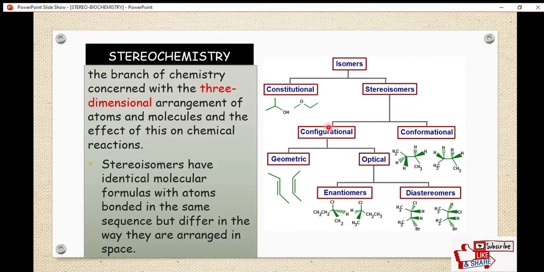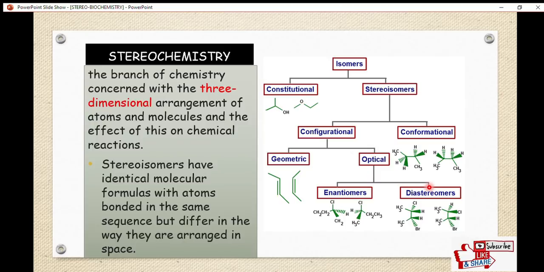When we say configurational isomers, these are around a double bond, and some are mirror images too. Under configurational isomerism we have geometric, which is interconvertibility around double bonds. We have isomers where double bonds are involved. We also have optical under configurational, and under optical we have enantiomers and diastereomers.